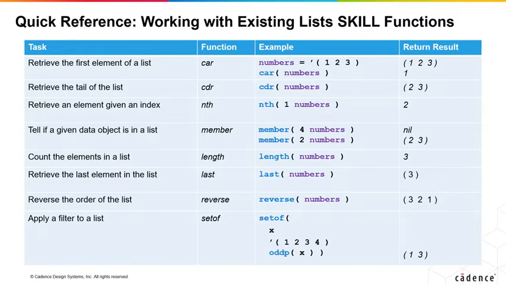The next one we want to look at here is how we might reverse the order of a list. So in this case, we could use the reverse function, and we pass in the list numbers in the example to the reverse function, and it takes the list 1, 2, 3, and in fact returns the list 3, 2, 1.